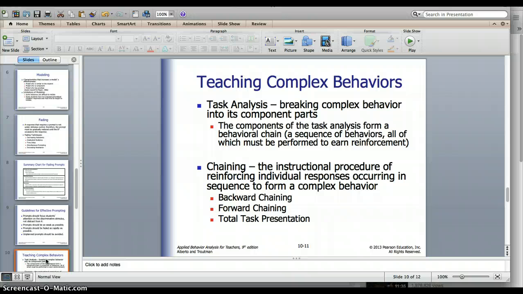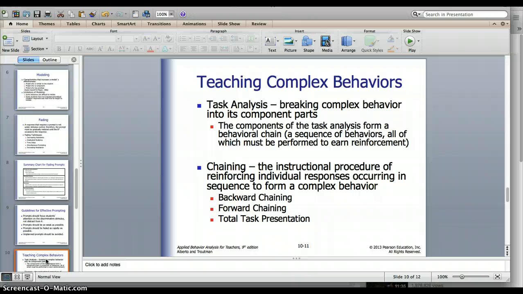Some students need what we call backward chaining, which means that we do everything for the student up till that last step or two, and then we have them do them. Other students need forward chaining, where they first master the initial part of the task, and then we help finish it. So if you think of tying your shoes, that's a great one to think about chaining.